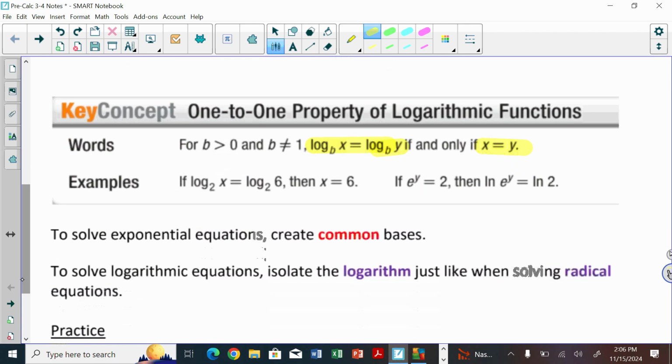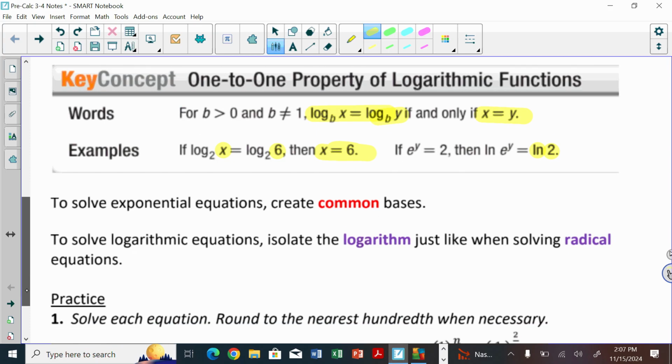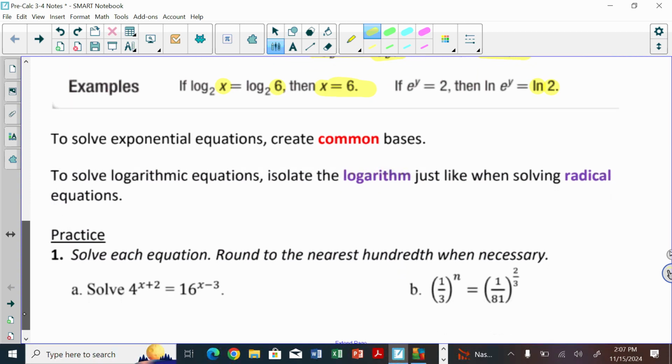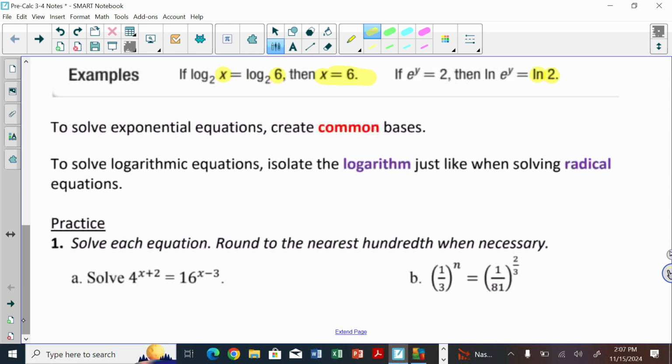Okay, so an example here would be that if we have log base 2 of x and log base 2 of 6, then we know that x has to equal 6 because they have the same base, basically the same log, right? In terms of e with natural logs, if we have e to the y equals 2, then we know that y equals the natural log of 2. Okay, so continuing on, because remember those inverse properties, you got to remember those from the previous sections as well.